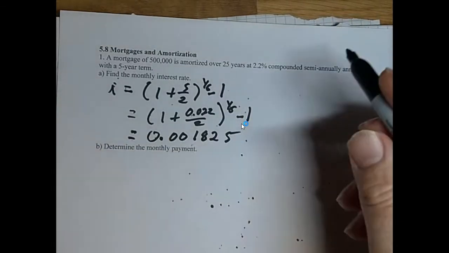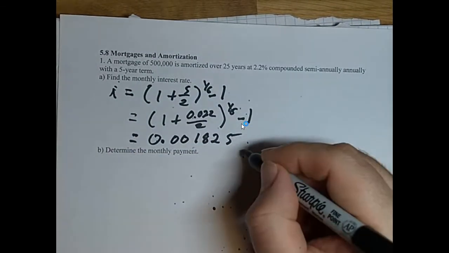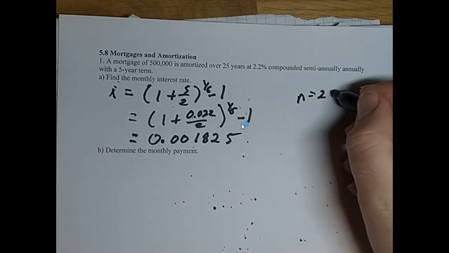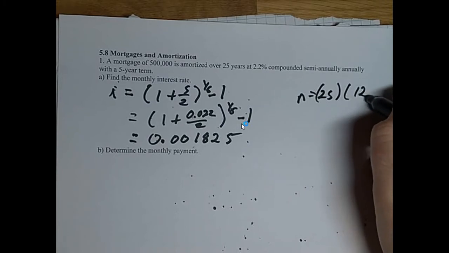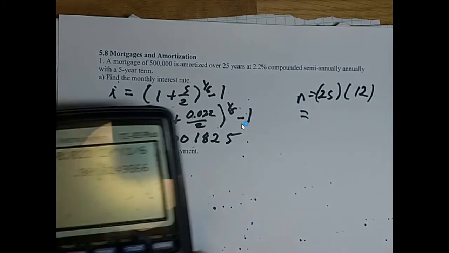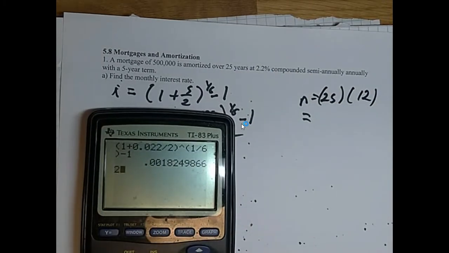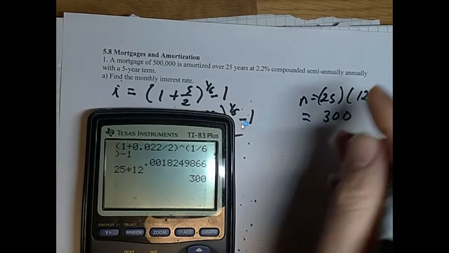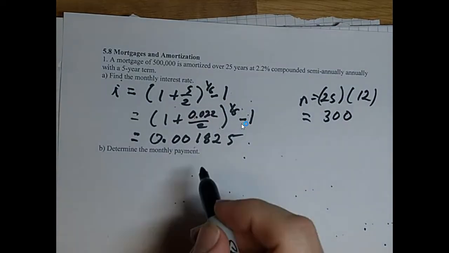Now I'm going to find the monthly payment. We're going to use our present value formula. But before that, we need N. So over here on the side, I'm also going to do N. It's 25 years times 12, because it's monthly. So 25 times, oops, not divided, but times 12. That's 300.